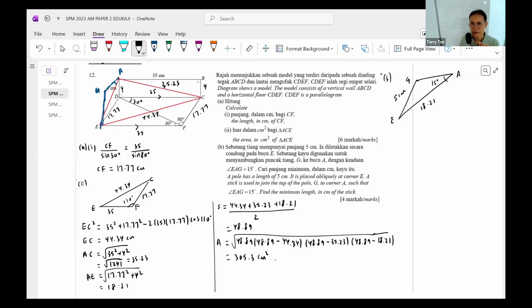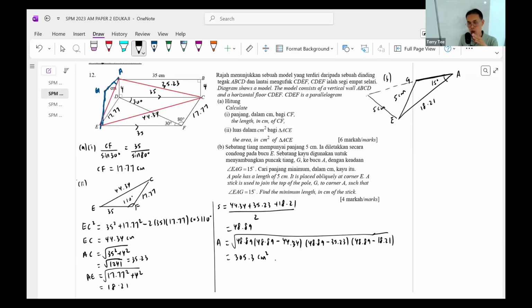What are we finding? You're finding the minimum length of the stick. The stick is GA. Right? This is GA. You're finding GA. Okay. Now, the question say minimum. Why do they say minimum? Because, everyone, you can actually put the 5 cm like this or inside, either face outside or inside. We call it what? We call it ambiguity.